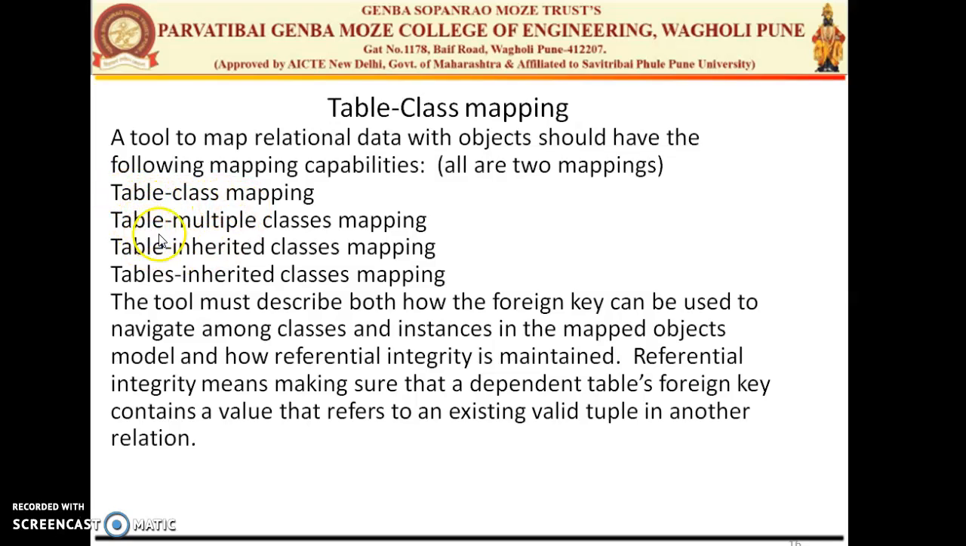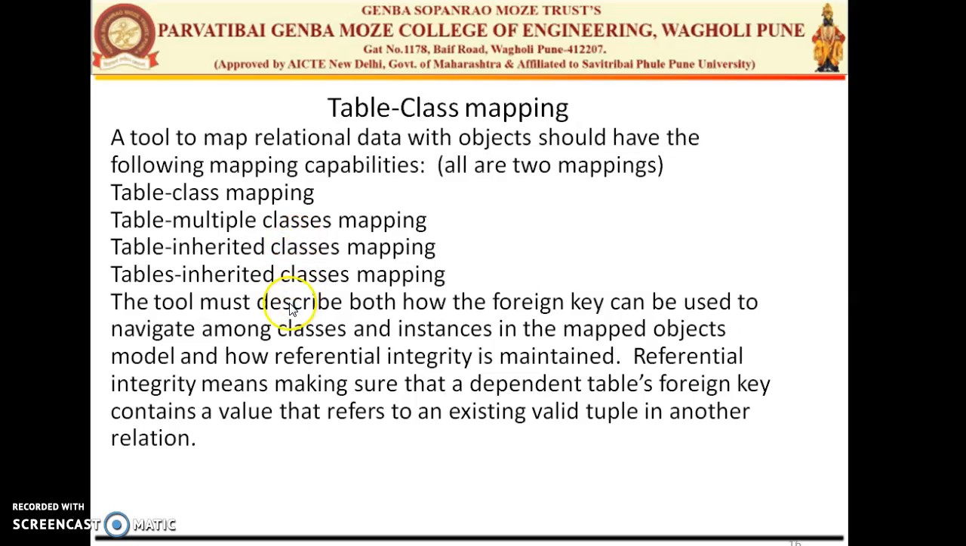Second is table multiple classes mapping. From one table you are mapping different classes, so different classes can point to the same table. They can access the properties of the table, and the properties are in the form of columns. The next one is table inherited class mapping. That means two different classes can have the same superclass. And tables inherited class mapping means multiple tables are mapped with multiple different classes.